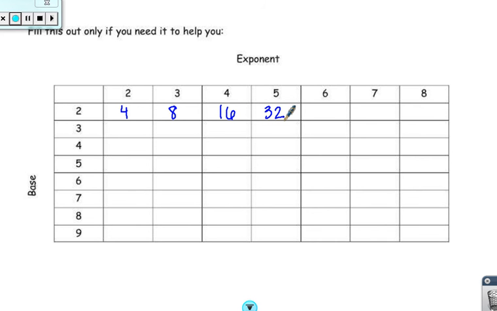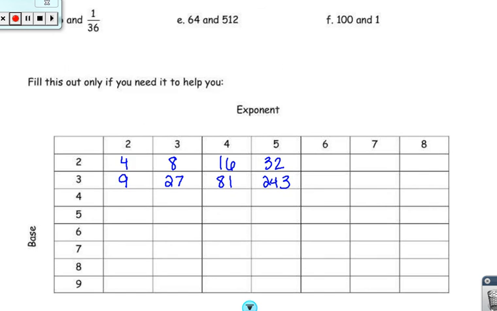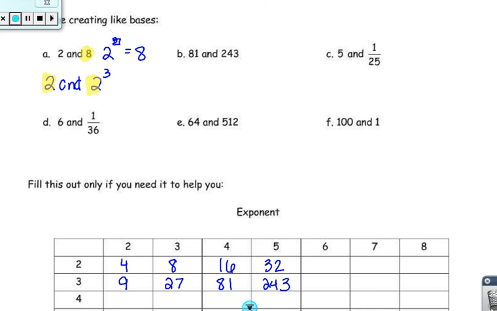So if you fill this out, you would see like 3 squared is 9. 3 to the third is 27. 3 to the fourth is 81. 3 to the fifth is 243. So how can 81 and 243 become the same bases? 2 is a popular one and 3 is a popular one. So 3 to the what power is 81 and 3 to the what power was 243? Well, 3 to the fourth was 81 and 3 to the fifth was 243. Now my bases are the same, so I would be able to go and solve my problem.